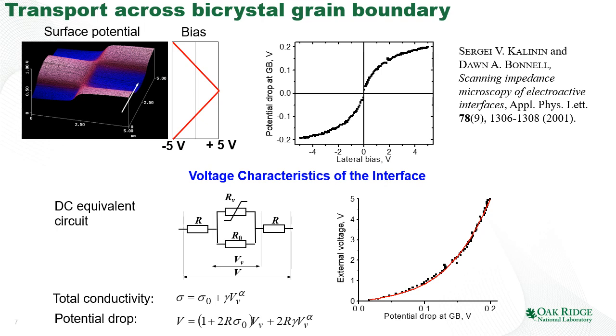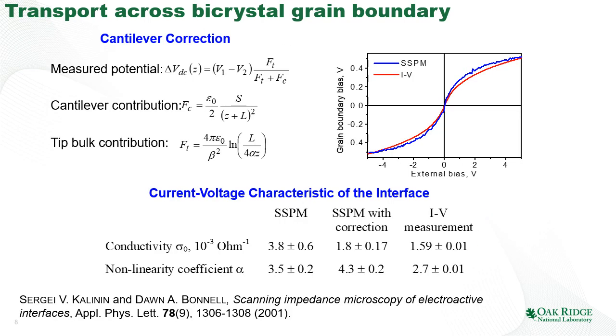So I use the same approach. I have a strontium titanate grain boundary. I apply this wave across it. I measure the potential drop at the grain boundary as a function of the lateral bias. And from the potential drop at the grain boundary as a function of lateral bias, I can reconstruct the voltage characteristic of the interface. And from these voltage characteristics, I can reconstruct the transport property of the material.